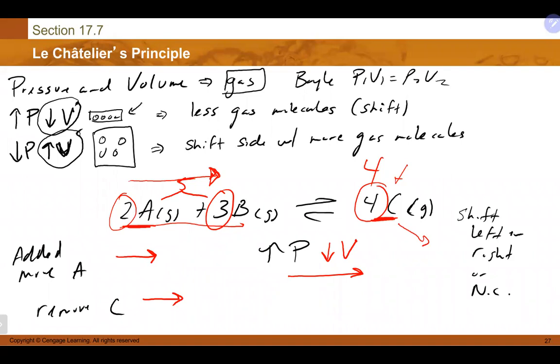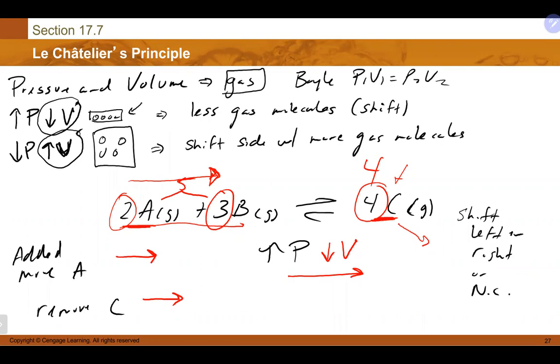In the case where you adjust either one or two things in a gas situation, you adjust either the volume or the pressure, which are tied to each other through Boyle's law. As one goes up, the other goes down. If it's a smaller volume, it will always shift to the side that has the least number of gas molecules, or the side that has the most.